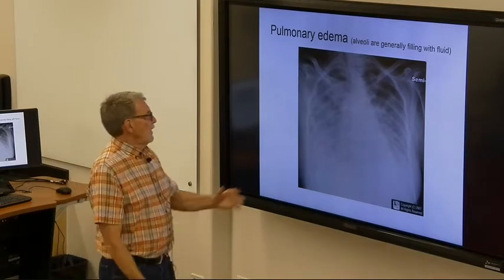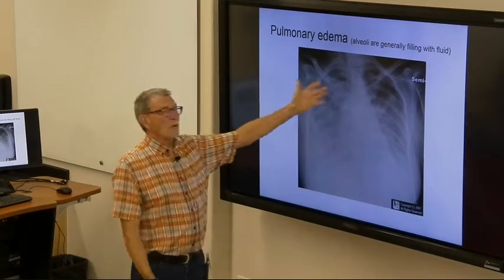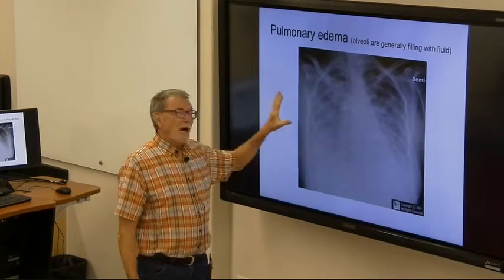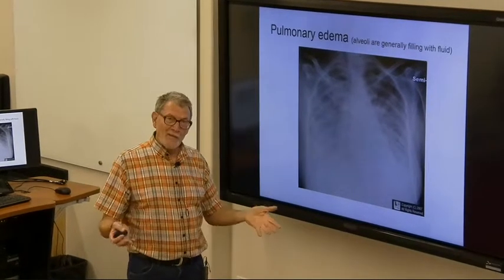Pulmonary edema. The lungs are simply filling up with water everywhere. Probably high pressure in the lungs, pushing water out of the capillaries.